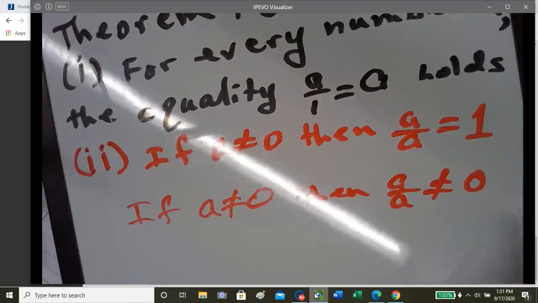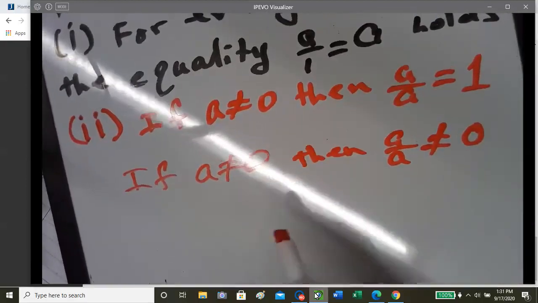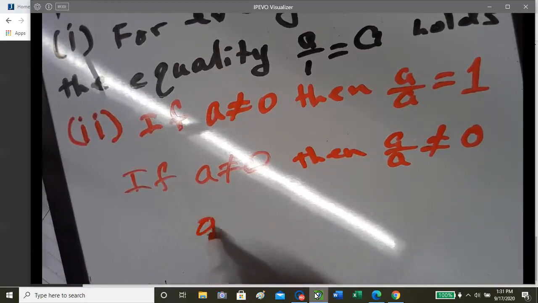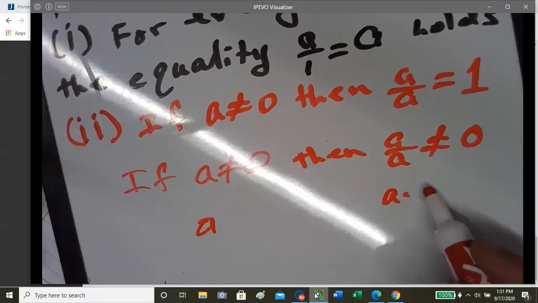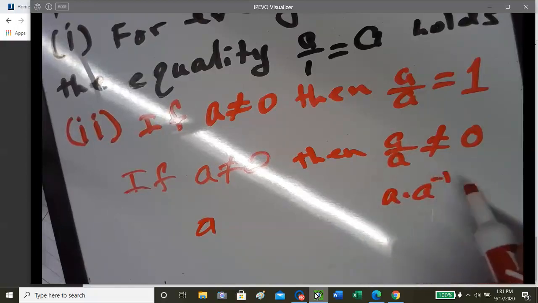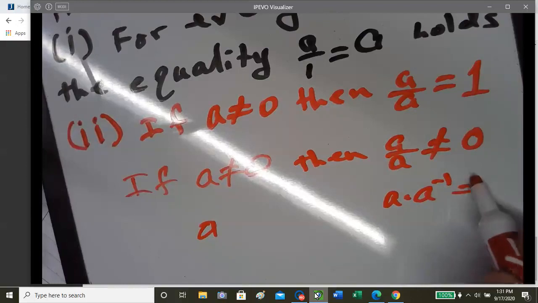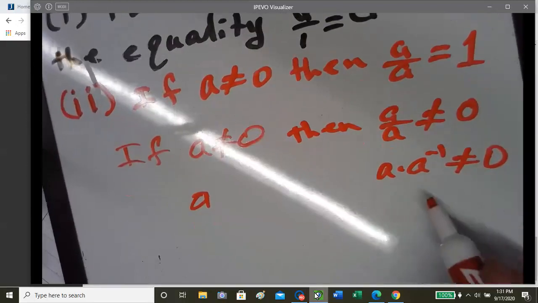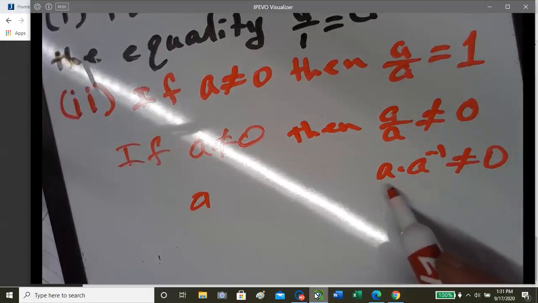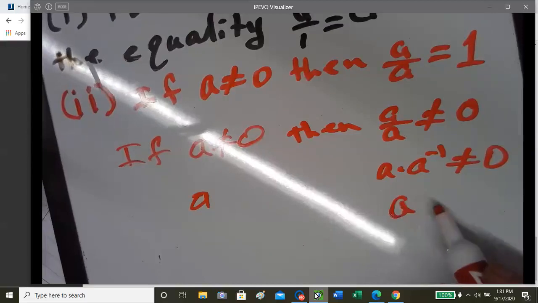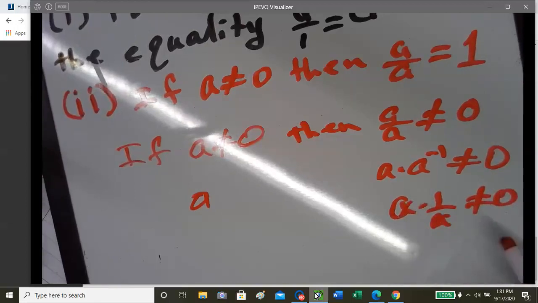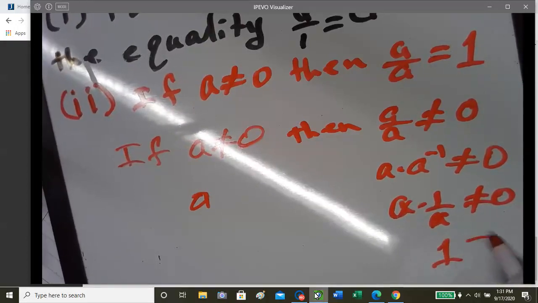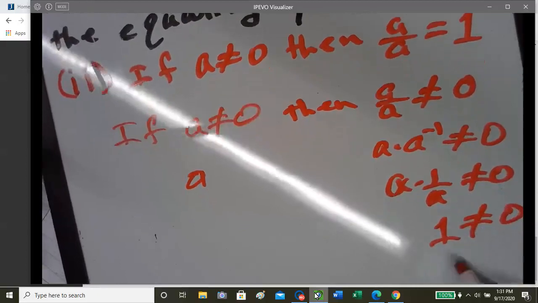So we put a, so therefore a times, this would be a to the negative 1 power does not equal 0. So then we can say that a times its reciprocal doesn't equal 0. And so these two cancel out and we get 1. Well, 1 doesn't equal 0, so that holds.